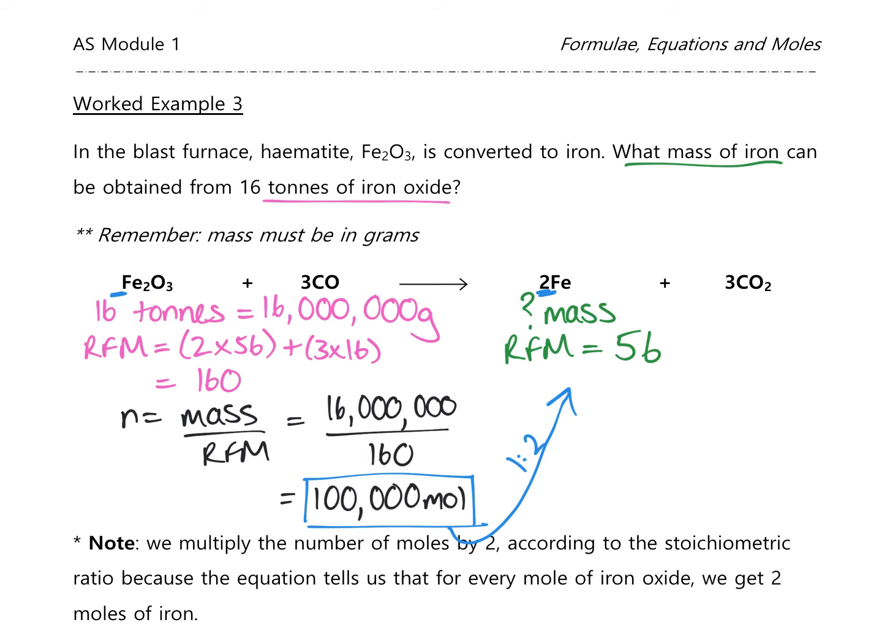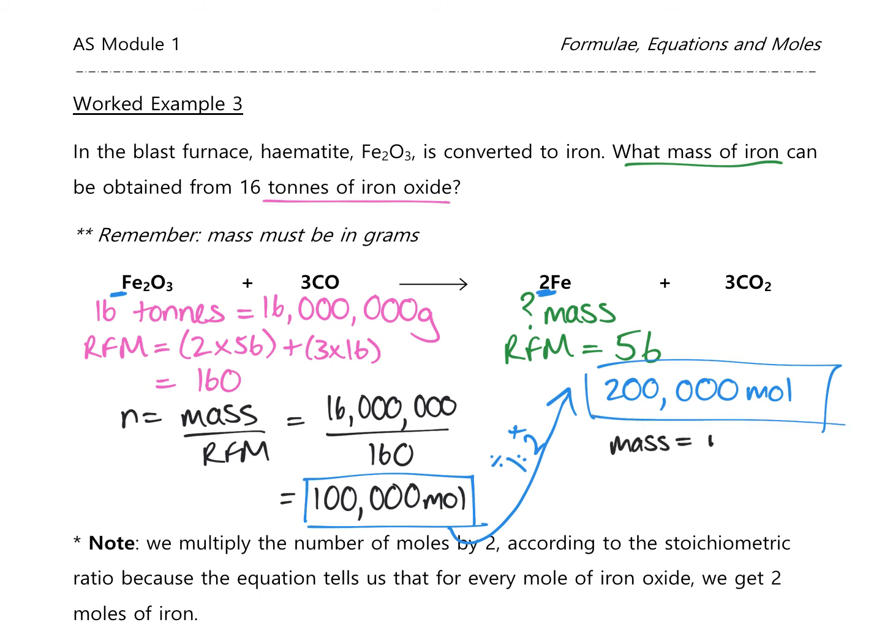Essentially, when you're working, sometimes the ratio can be harder than that. It could be like, say, 3 to 2. And you're essentially dividing by your first number. So I'm essentially dividing by 1, timesing by 2. So in this case, essentially, I'm just timesing by 2. And that's going to give me 200,000 moles. From that point, I'm ready to convert back to mass. And just do mass equals N times RFM.